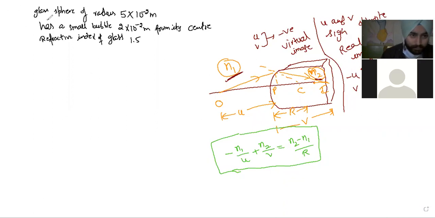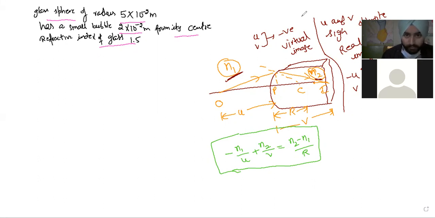The question is, we have a glass sphere of radius of curvature 5 into 10 raised to the power minus 2, and it has a small bubble at a distance from the center. The distance from the center is 2 into 10 raised to power minus 2. Refractive index of the glass is 1.5. When this bubble is viewed along the diameter of the sphere.